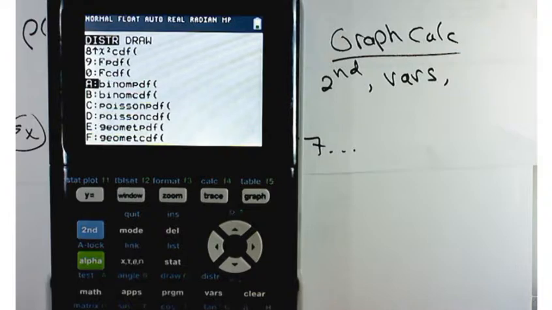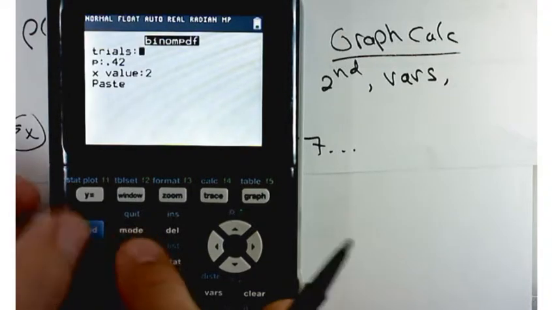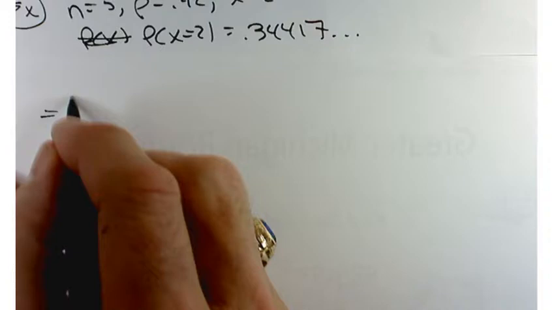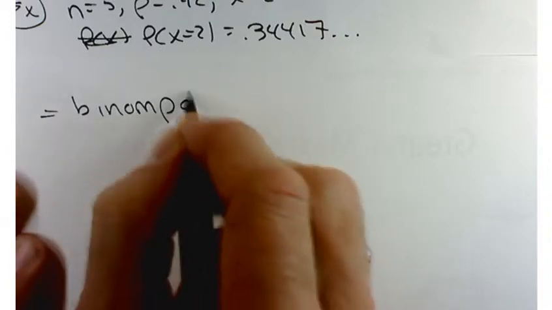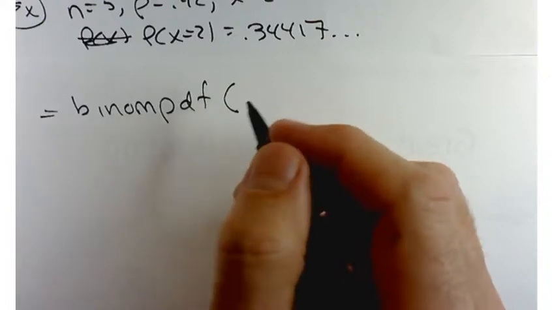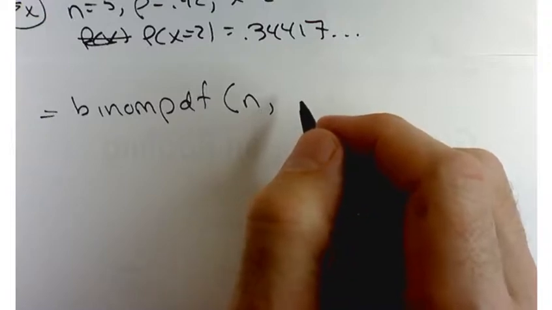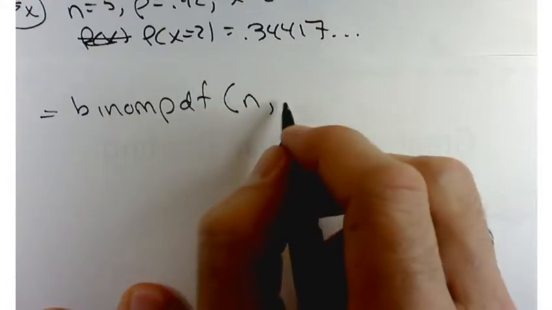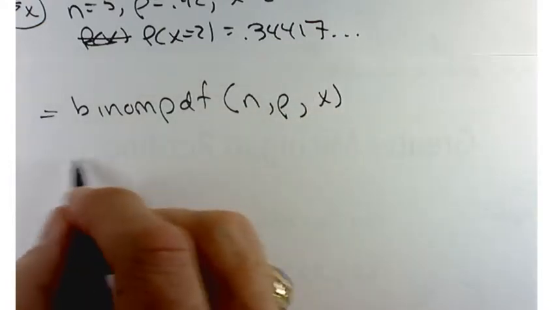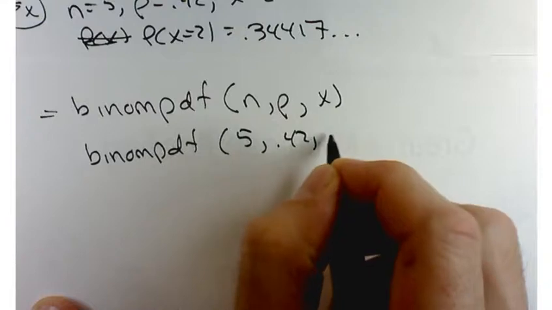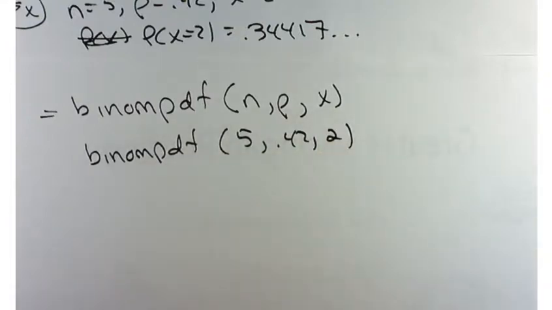Binomial PDF. What you're going to have to do when you get that command, binomial PDF, is type in n, and then p, and then x. So in our case, it should be binomPDF of 5, comma 0.42, and then 2. And that worked? Okay. Catherine, tell me if that works. It works? Woohoo! Cool. All right.